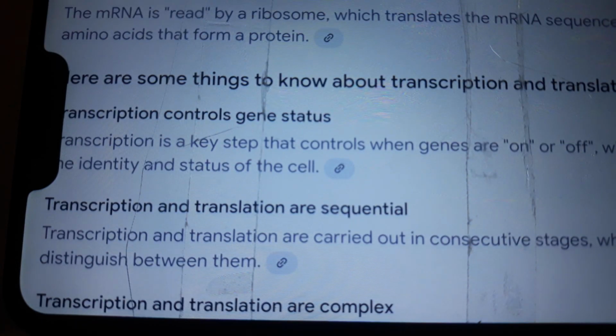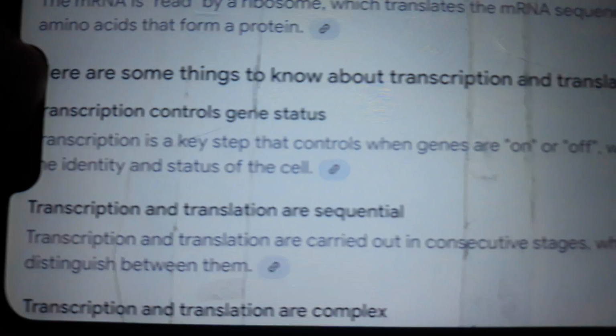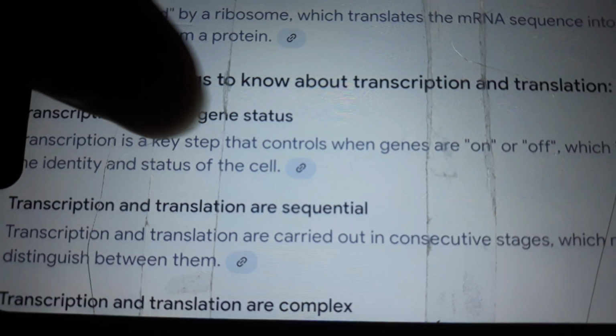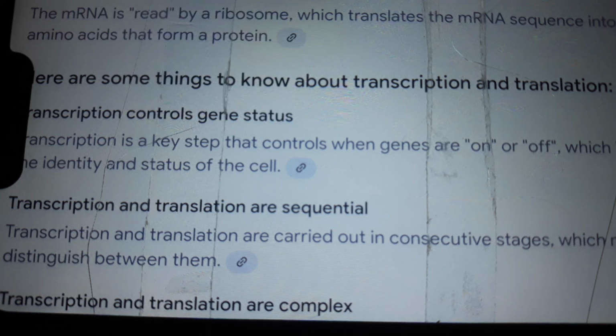In translation, the mRNA is read by a ribosome, which translates the mRNA sequence into a chain of amino acids that form a protein.